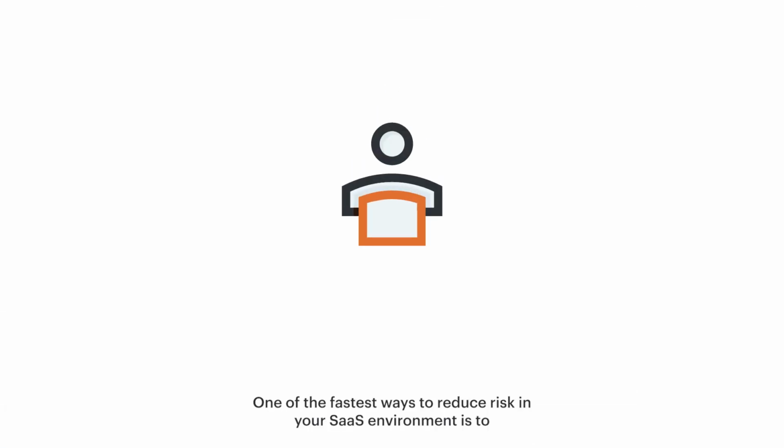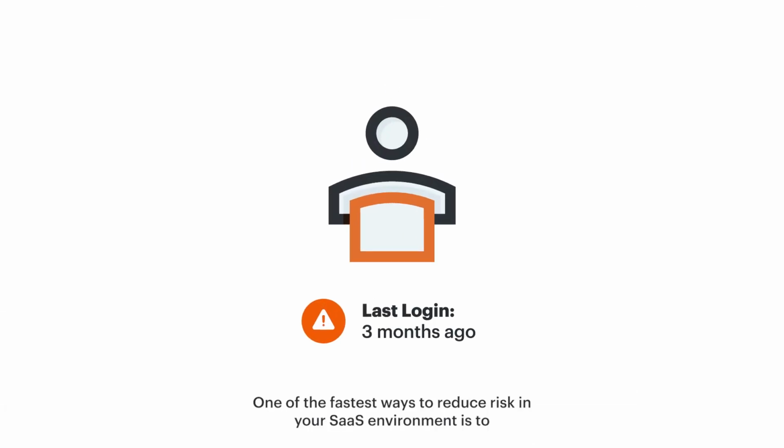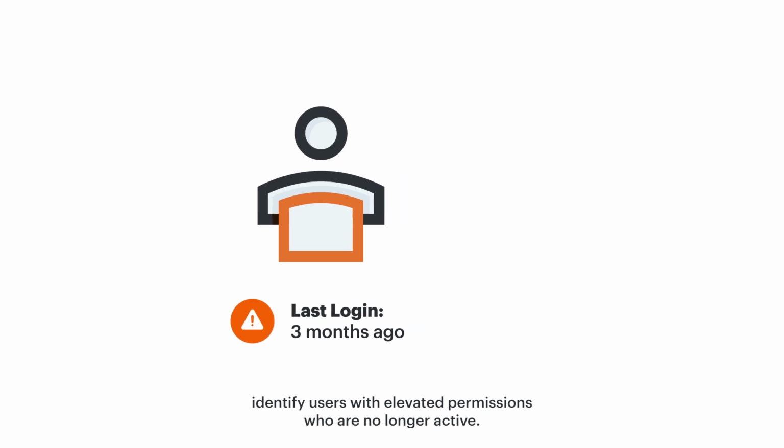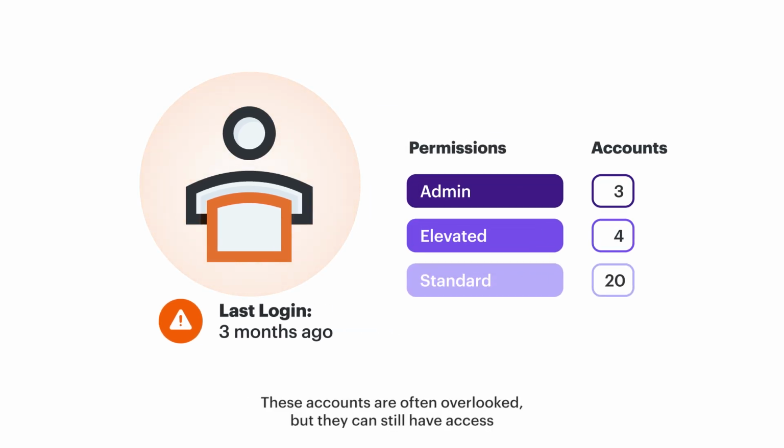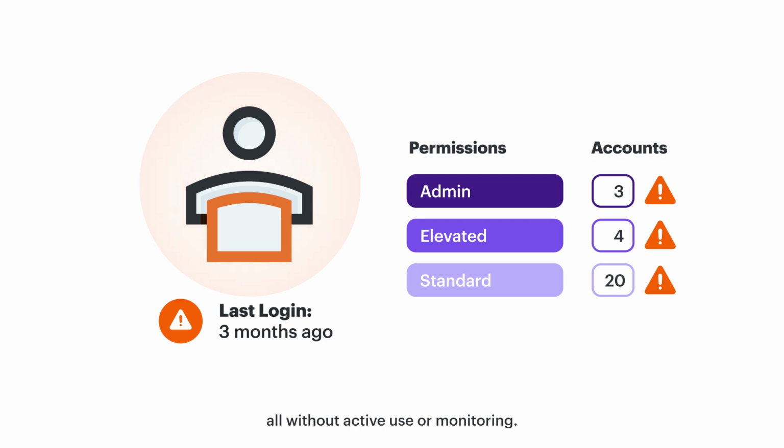One of the fastest ways to reduce risk in your SaaS environment is to identify users with elevated permissions who are no longer active. These accounts are often overlooked, but they can still have access to sensitive data, admin capabilities, or connected integrations, all without active use or monitoring. This makes them prime targets for attackers exploiting stale access paths.